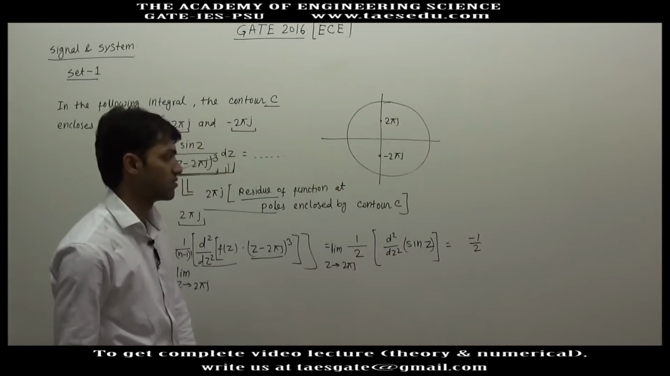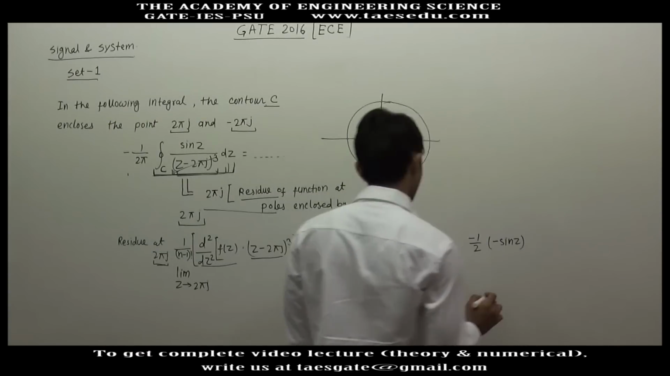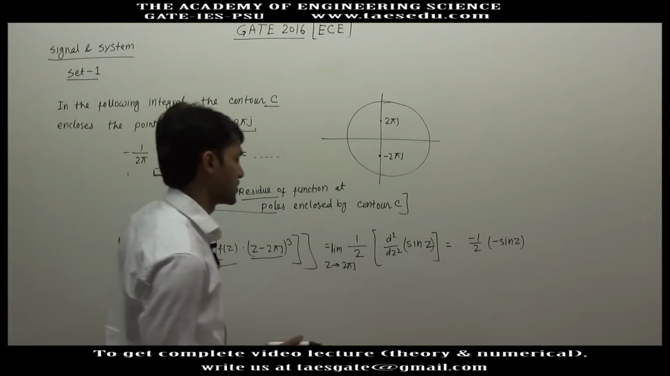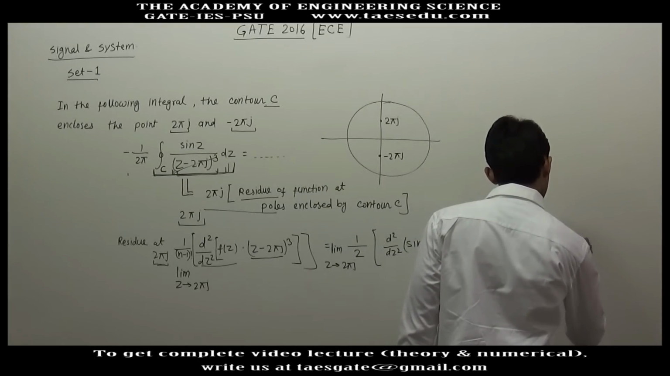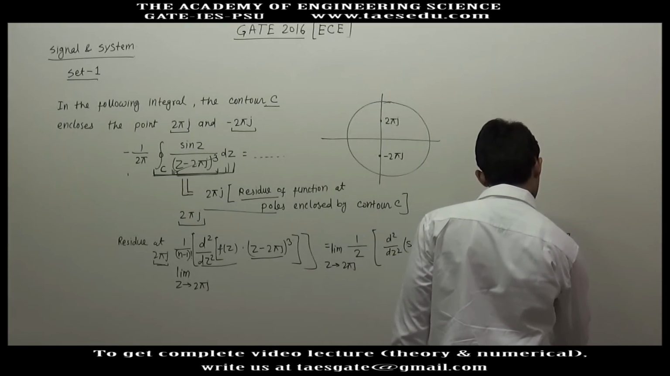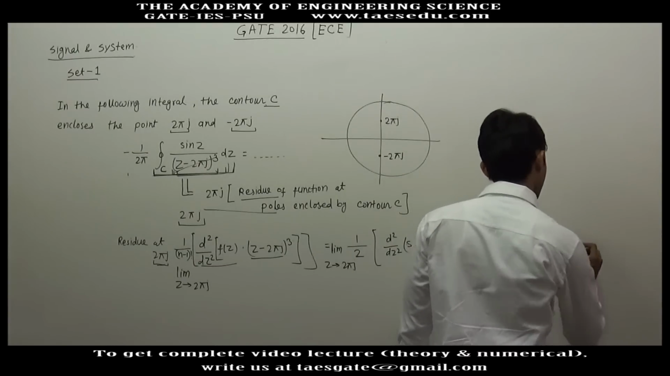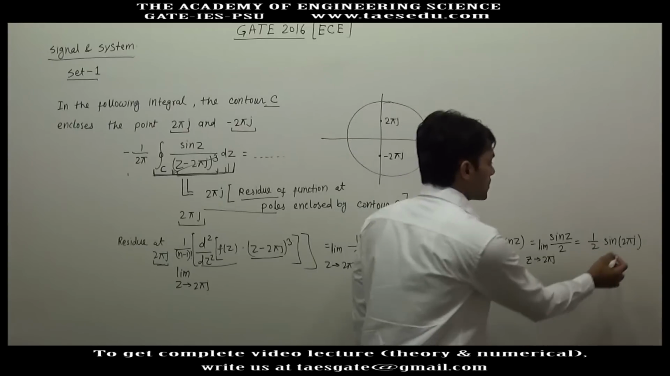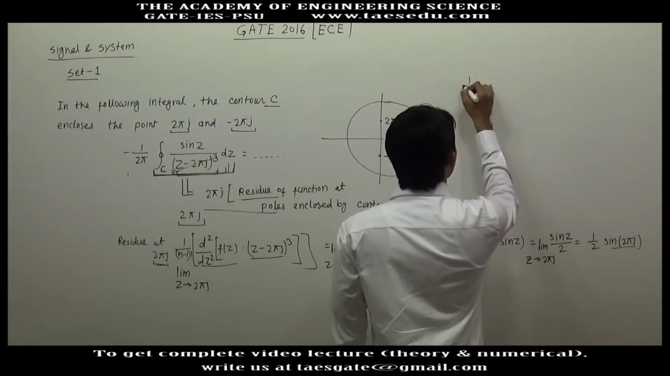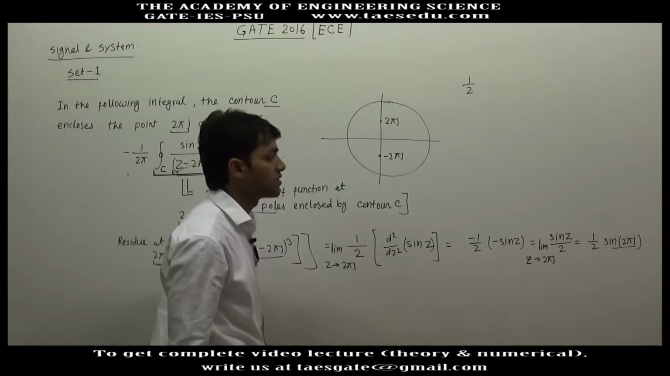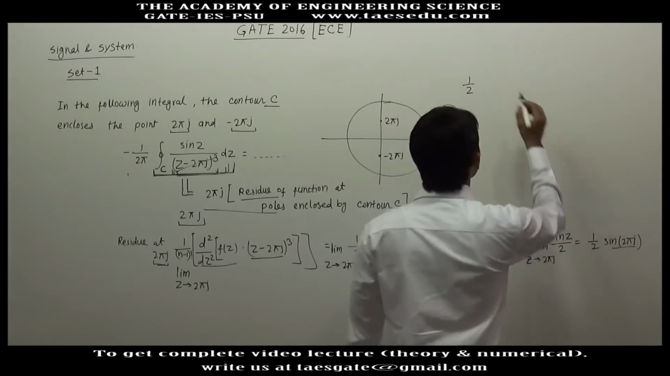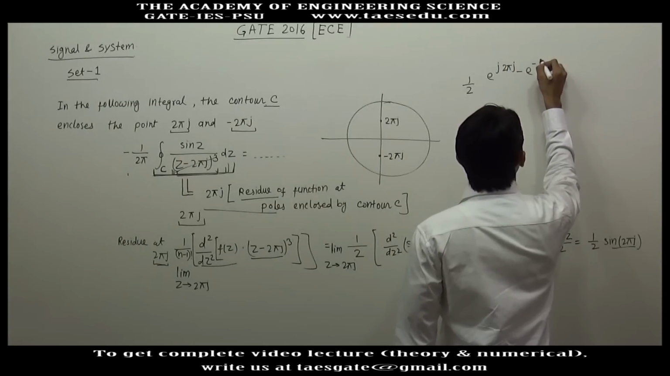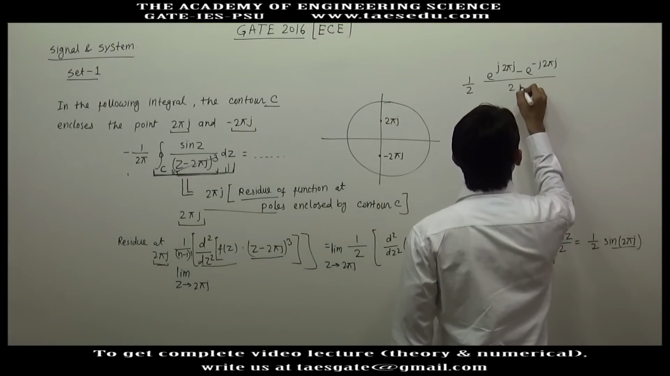The double differentiation of sin z will be minus sin z, and limit z tends to 2 pi j. So this will give you sin z divided by 2, and limit of z tends to 2 pi j. So this is 1 by 2 sin 2 pi j. Now to calculate sin 2 pi j, we'll use sin theta is equal to (e to power j theta minus e to power minus j theta) divided by 2j, with theta equal to 2 pi j.